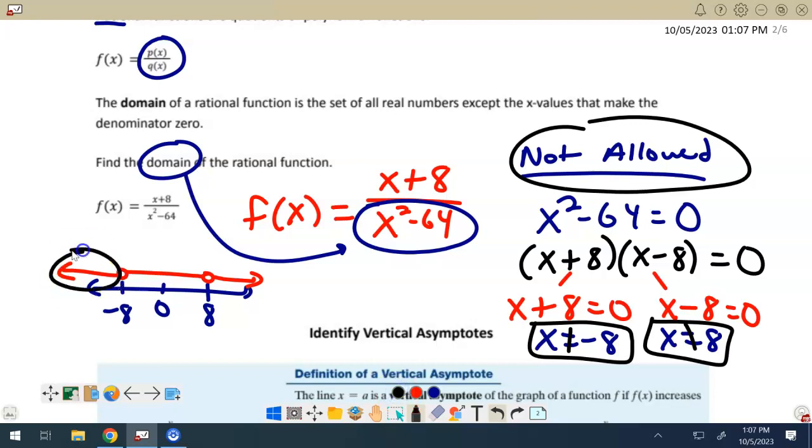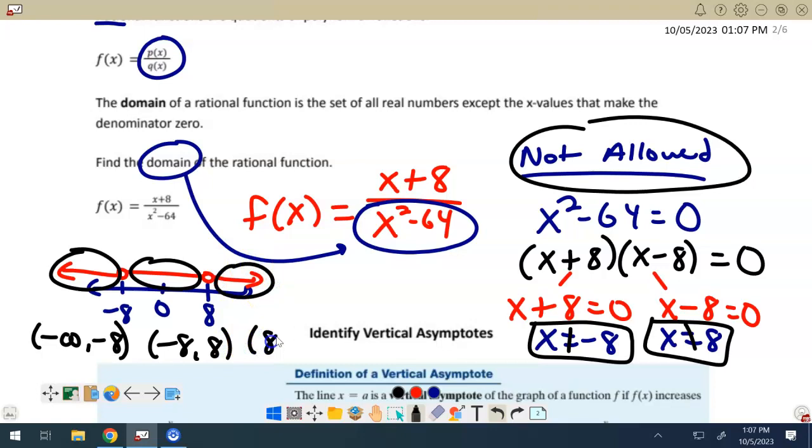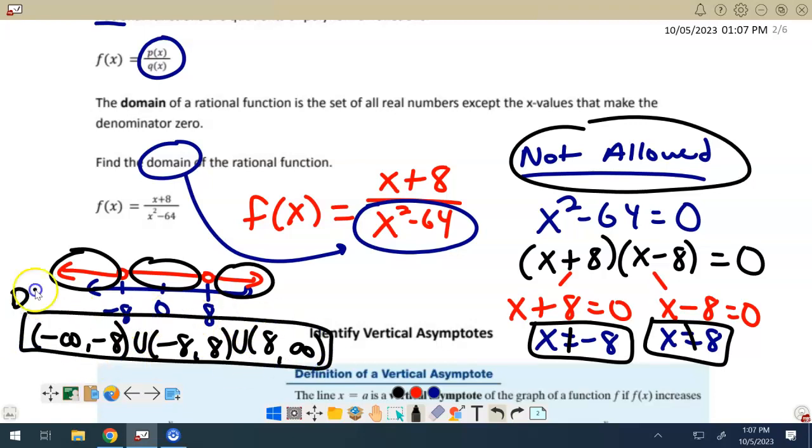So this region over here is from -infinity to -8. This region here is from -8 to +8, excuse me. And this region here is from 8 to infinity. And then we join those regions together with union symbols. So this would be the domain for that function.